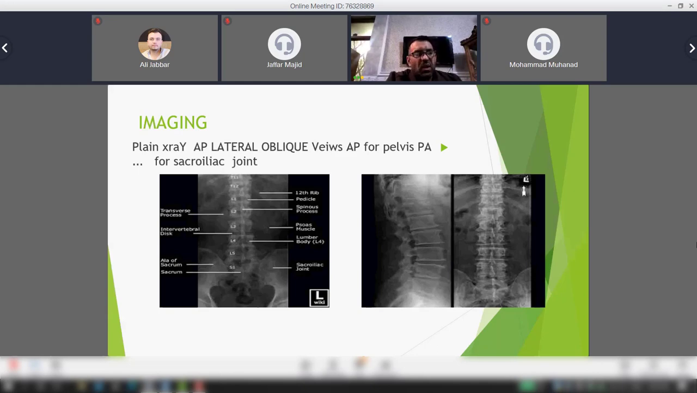regarding the back. So we have a lot of modalities in the back. Possibly we can use just an X-ray or CT scanning or MRI or bone scanning and so on. So it's important to know the type of radiograph, the type of imaging.